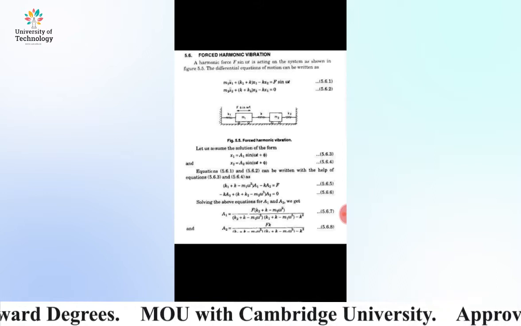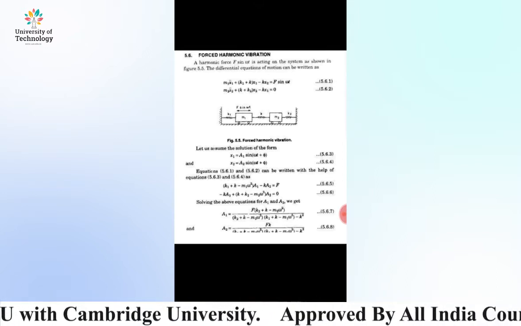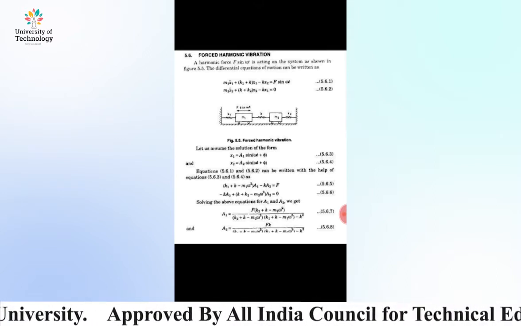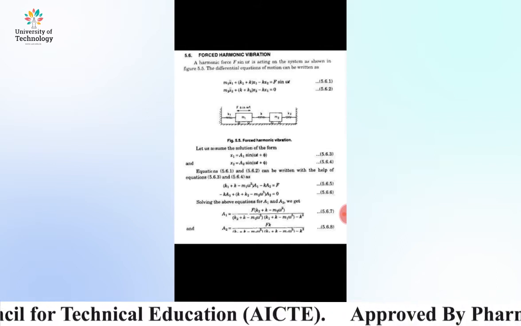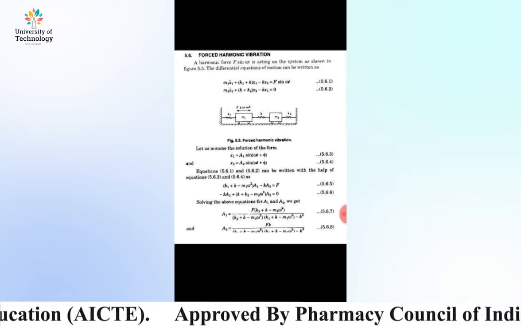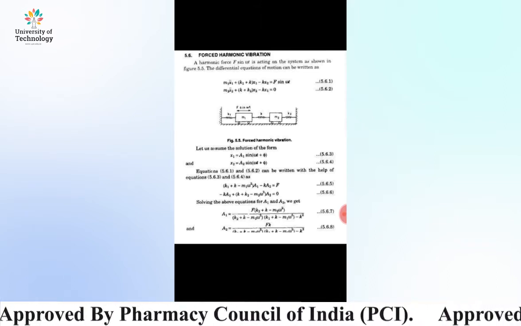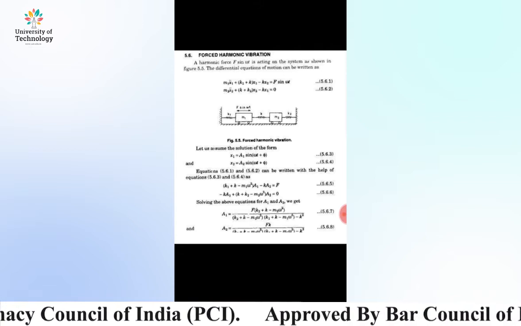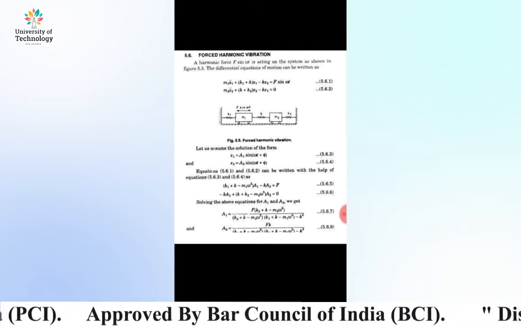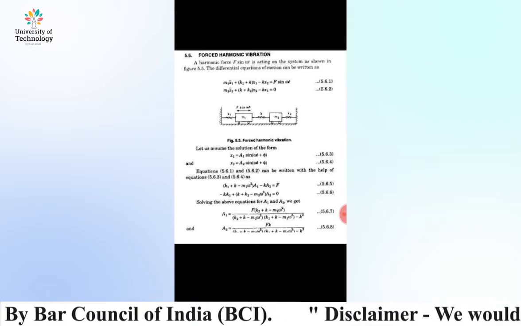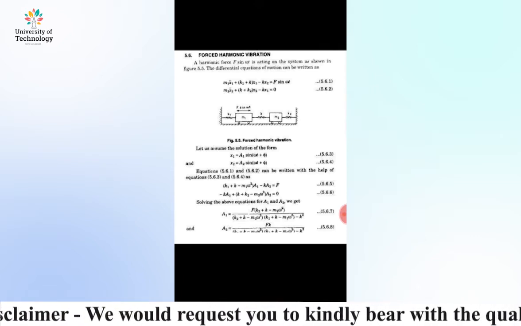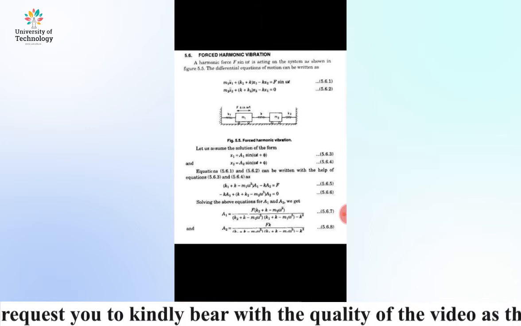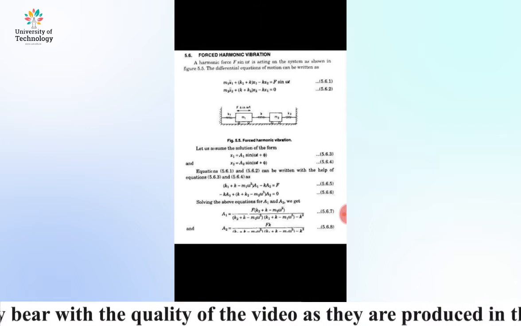Mass of the first body is m1 and the second body is m2. A force F sin omega t is acting on the first body, which is shown in the figure. K1 is the stiffness of the first spring, for the second it is K, and next is K2.